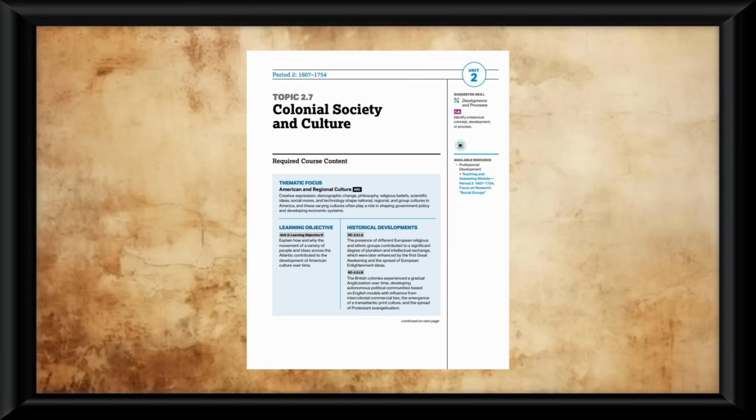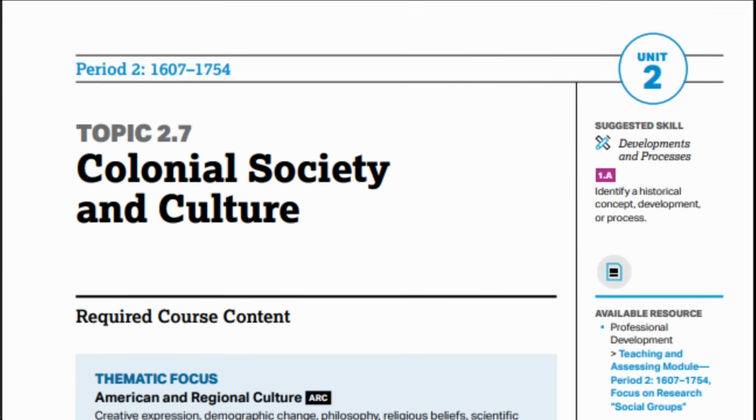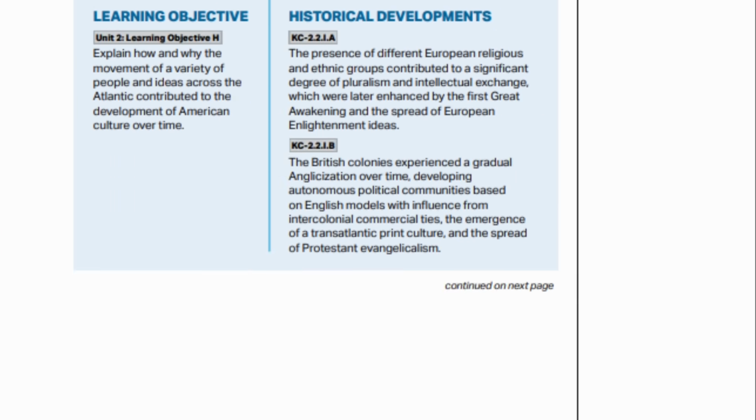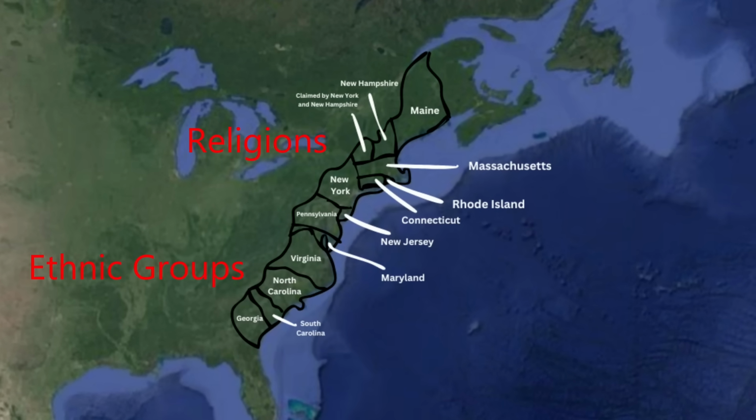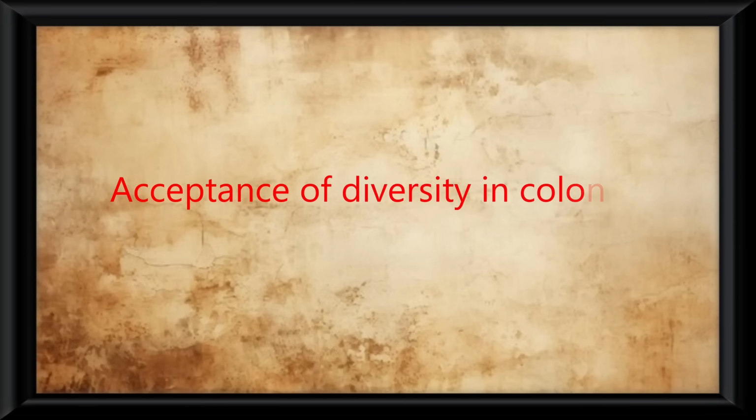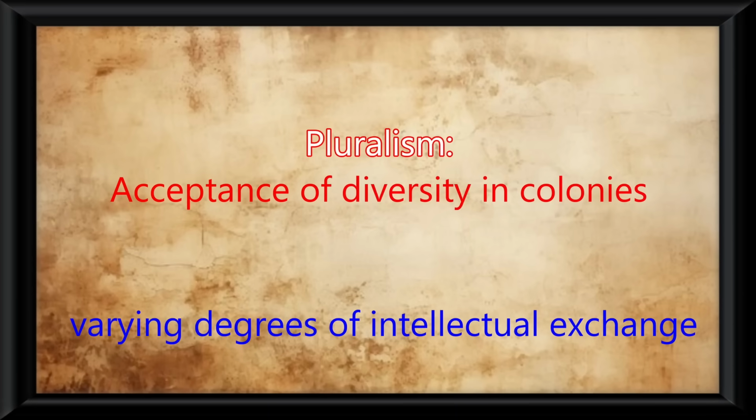In topic 2.7, we move away from the connotation of slavery and talk about other societies' cultures. The fact is, in all European colonies, there existed lots of different religions and ethnic groups, causing acceptance of diversity in colonies, and the word for that is pluralism, along with varying degrees of intellectual exchange.